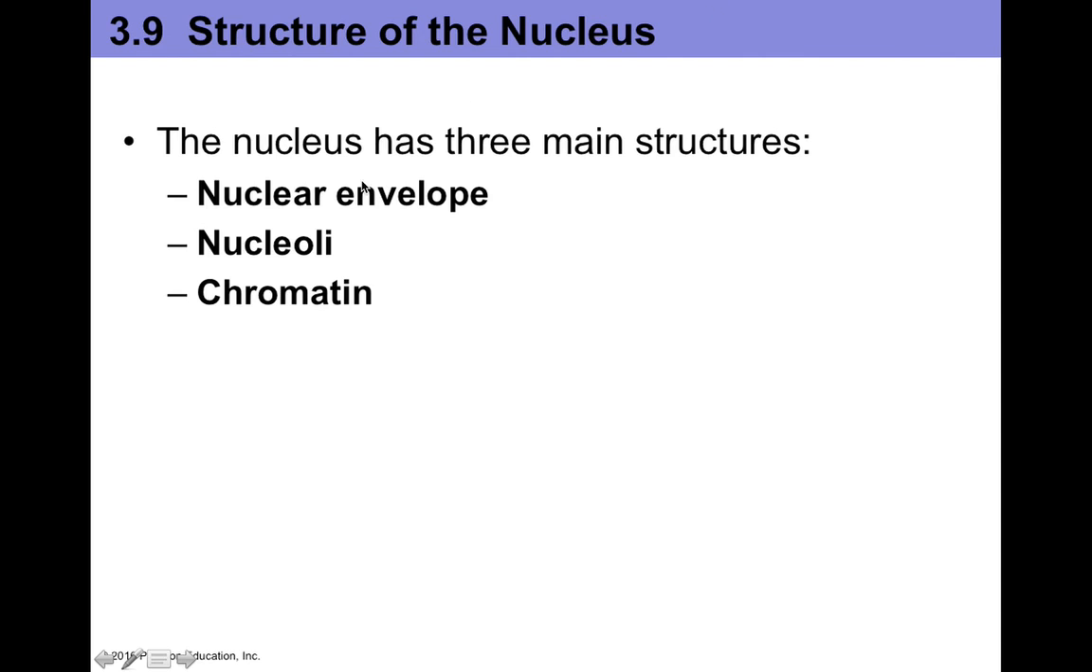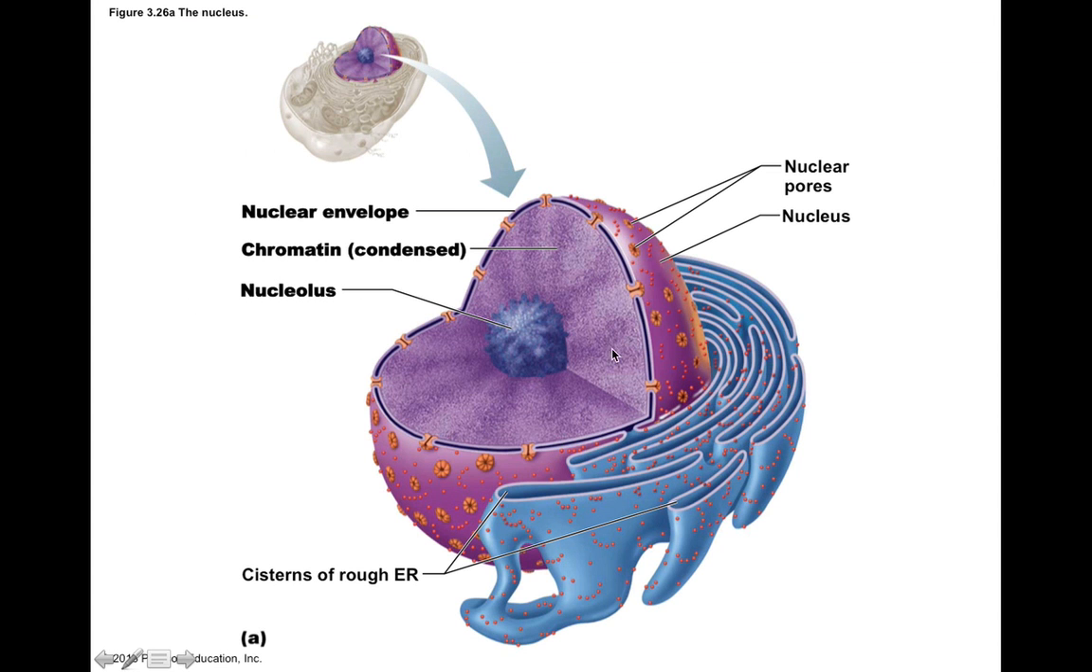Now, in terms of the structure of a nucleus, we have three major things. We've got an envelope that surrounds it. We've got the nucleoli within it, as well as the chromatin that's in between. So just looking at the general structure of a nucleus here, you've got the nuclear envelope that surrounds the whole nucleus. It actually serves as a nice protective barrier for the inner contents, which are sensitive.